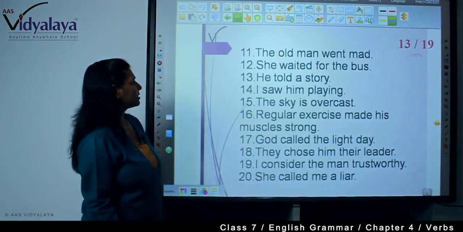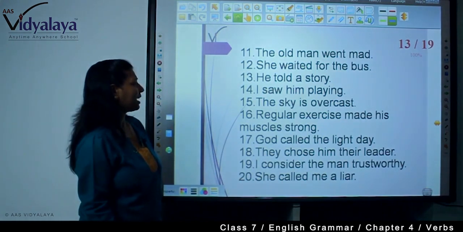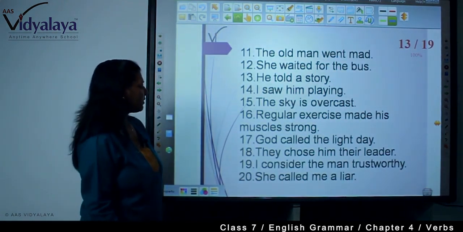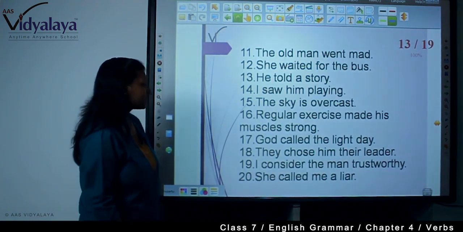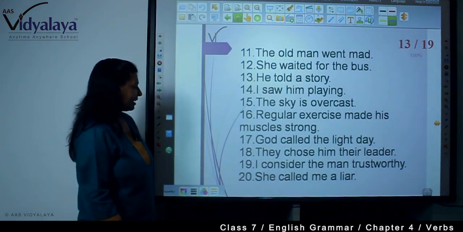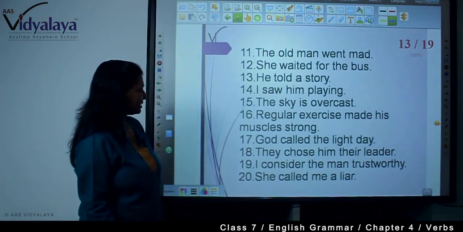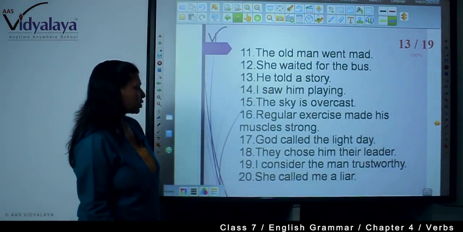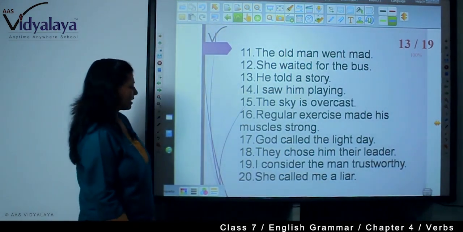She waited for the bus. He told a story. I saw him playing. The sky is overcast. Regular exercise made his muscles strong. God called the light day. They chose him their leader. I consider the man trustworthy. She called me a liar.